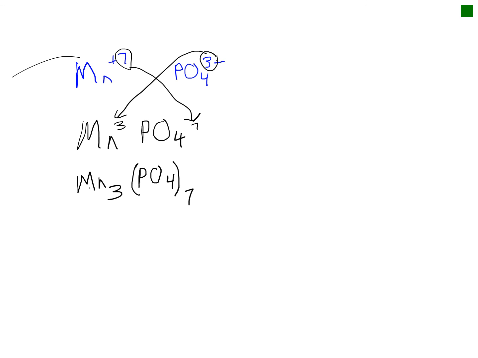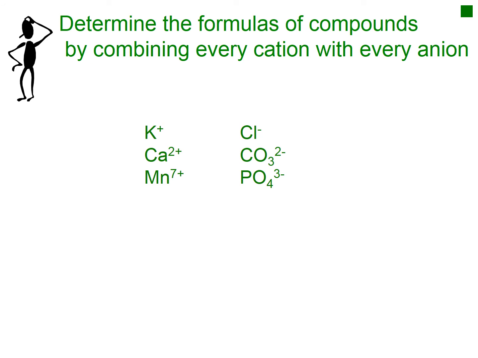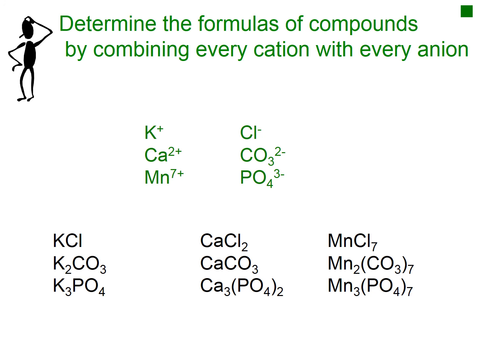So all of these are different examples, and now if you've gone through the rest, you can take a look, see if you got them right, and you can check your answer for those 9 combinations. So here's all the ones with potassium, all the ones with calcium, and all the ones with manganese. So that's the lesson on ionic compounds and writing formulas. Next we'll be looking at naming.